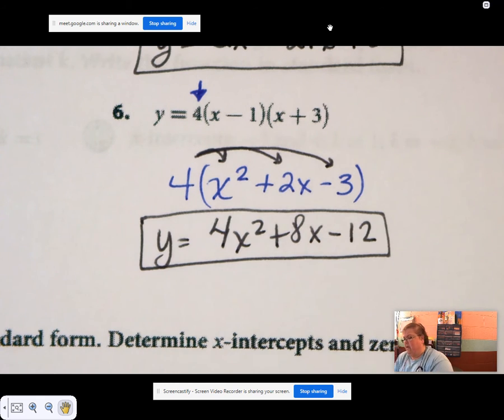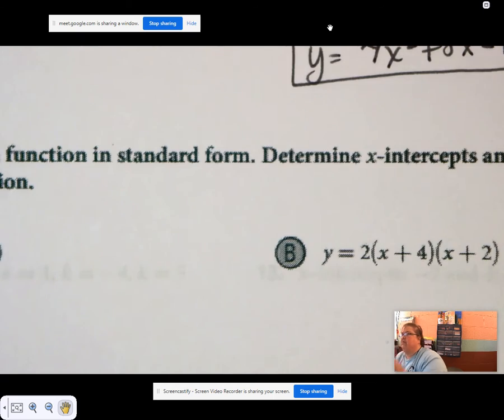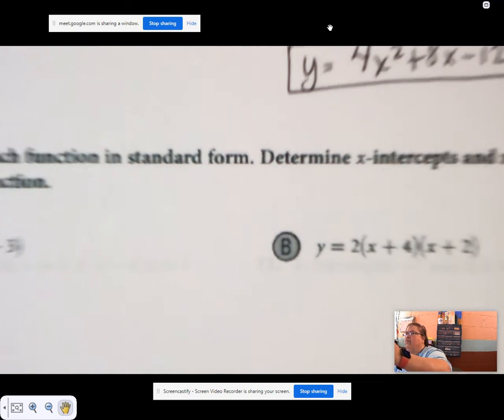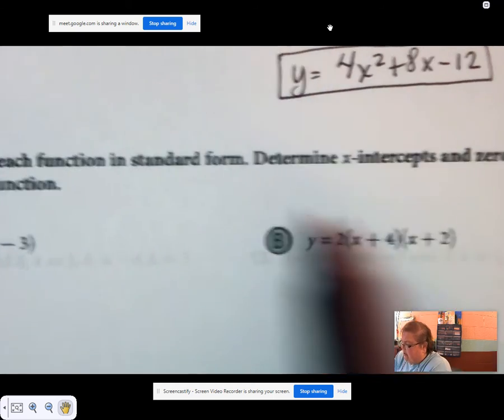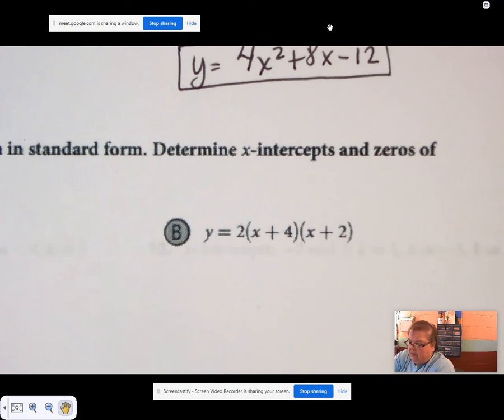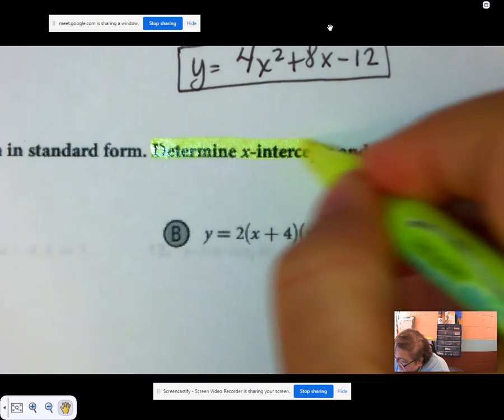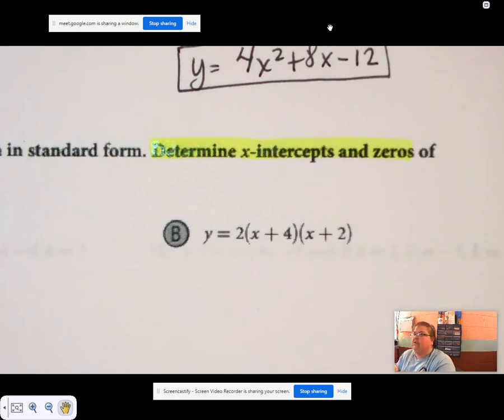Okay. Let's talk about the next situation with intercepts to zeros. All right, so we're not going to write them in standard form. We just did that. We're pretty good at that. But what we are going to do is we're going to determine x-intercepts and zeros. Those words are synonymous. They mean the same thing. If I say find the intercepts, I expect you to do that. If I say find the zeros, it's the same idea.